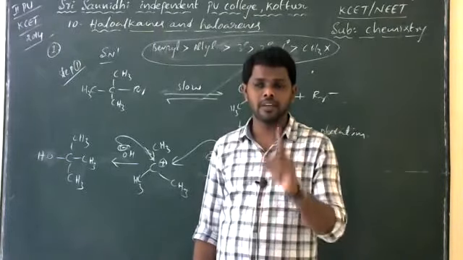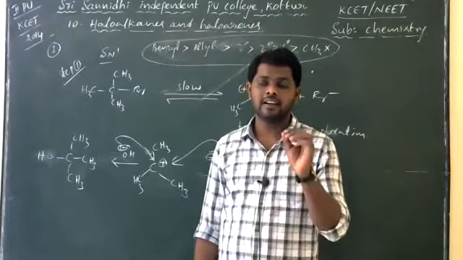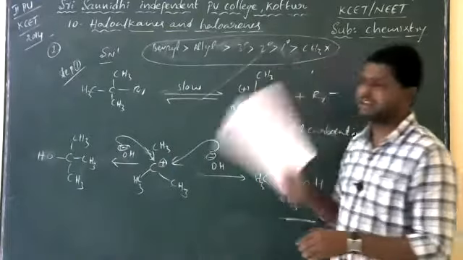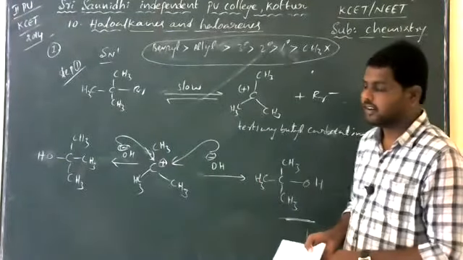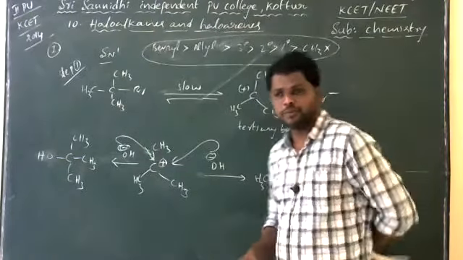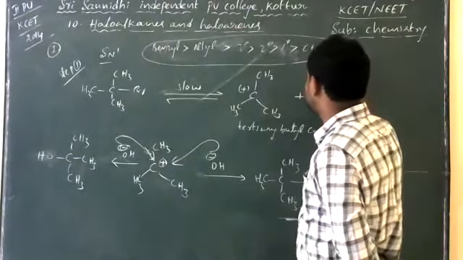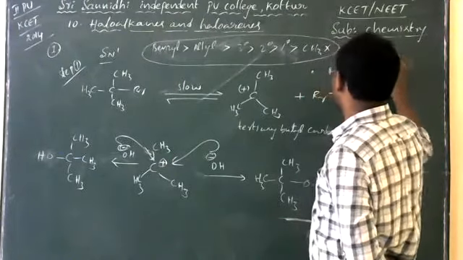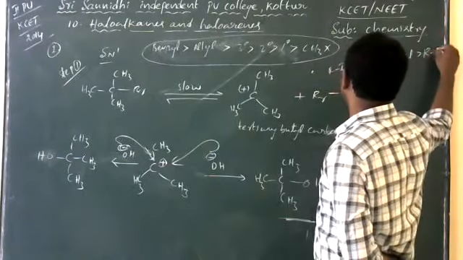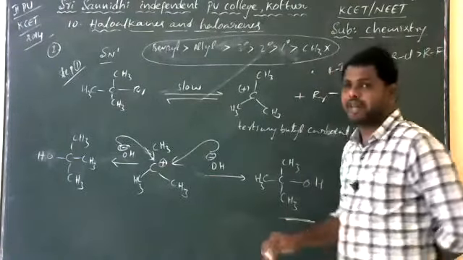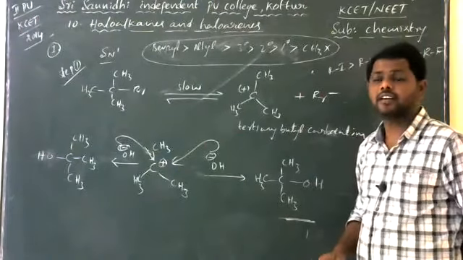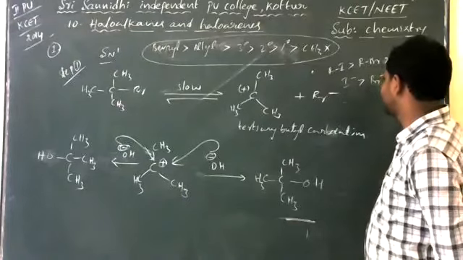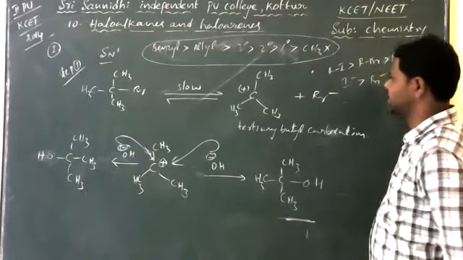The rate is dependent only on the concentration of alkyl halide, and the reactivity order is benzyl, allyl, tertiary, secondary, primary, then methyl halides, right? Towards SN1 or SN2, the better leaving group is more reactive: RI is the most reactive, next RBr, next RCl, and the least is RF. I minus is the better leaving group, next Br minus, next Cl minus, next F minus.